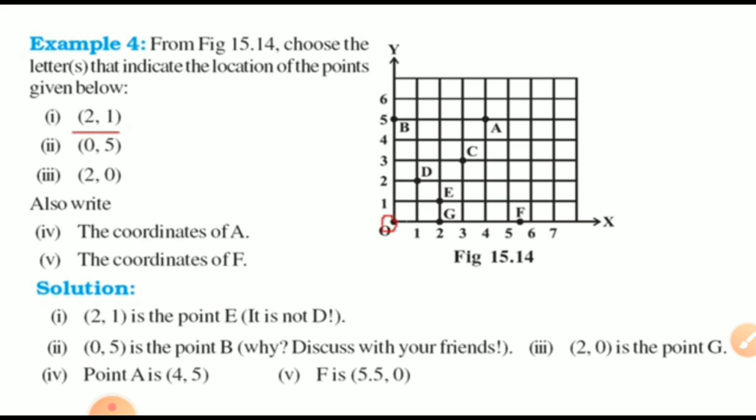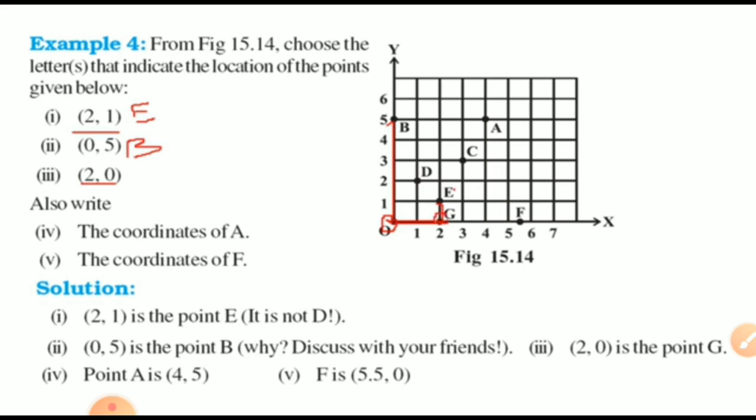Example 4: from figure 5.14, choose the letter that indicates the location of the points given below. Options are given here. What is the point? It's (2, 1). 2 is the x-coordinate and 1 is the y-coordinate. (0, 5) is B. Yes, correct. Then (2, 0): 2 is here and 0 is on the y-axis. That is G.